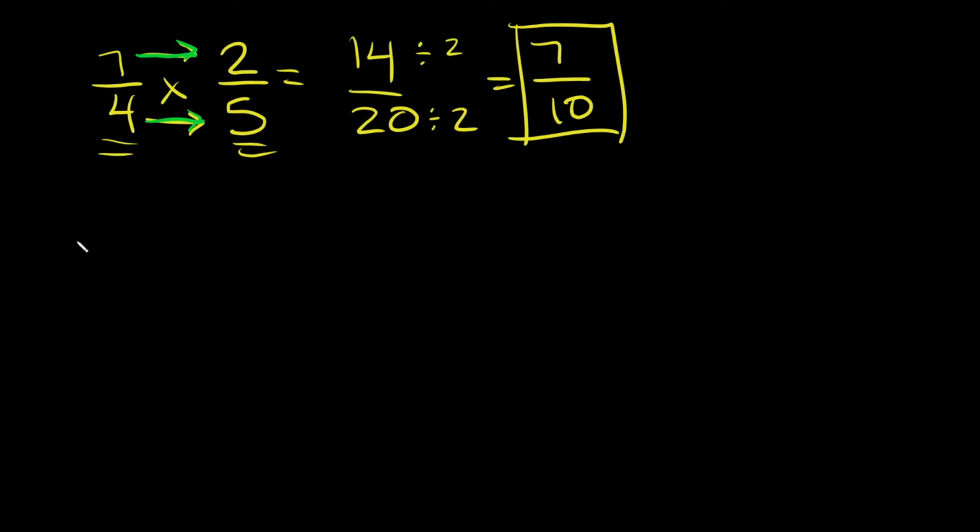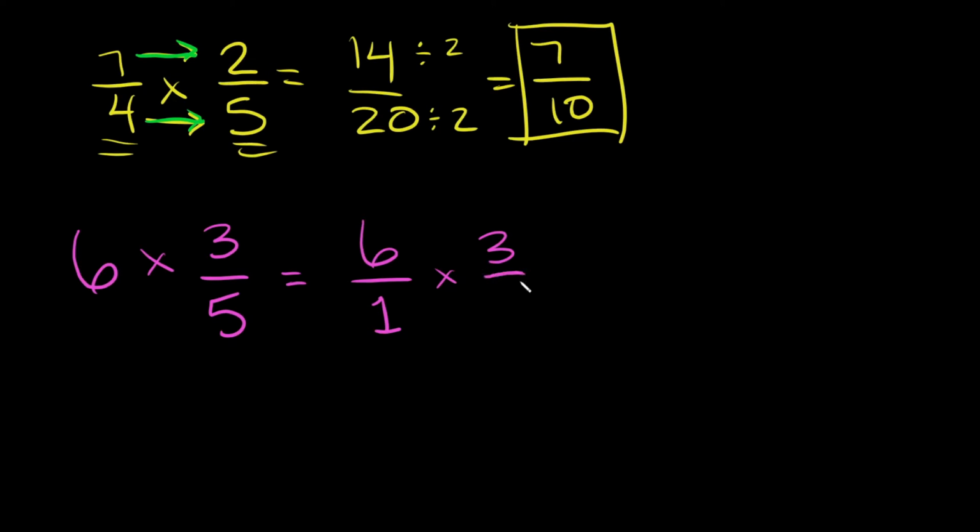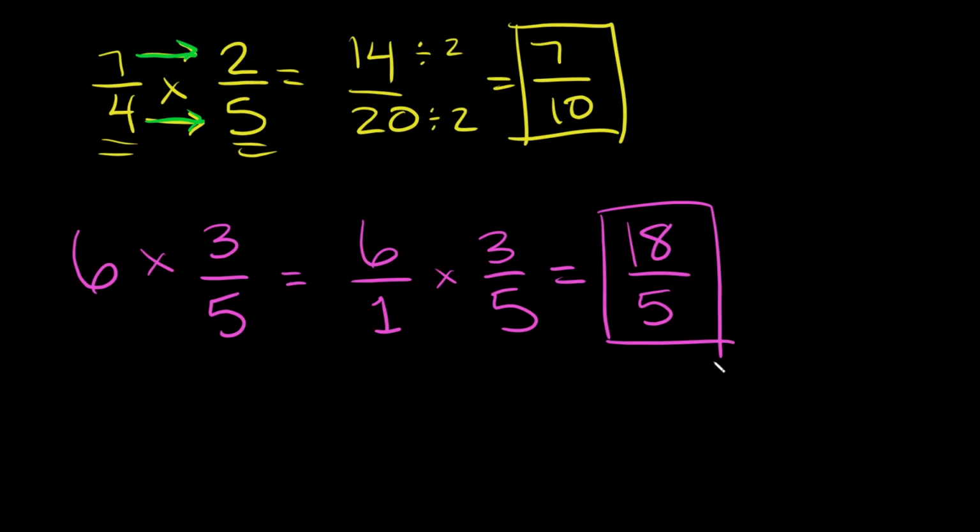What if I gave you 6 times 3/5? How would we do this? Well, 6, that's not a fraction, right? But how can we write any number as a fraction? Just put it over 1. So we're just going to put a 1 right under it. And then we're multiplying it times 3 over 5. Now, what do we do? You just multiply straight across. What's 6 times 3? 18. What's 1 times 5? 5. So your answer is 18 over 5.